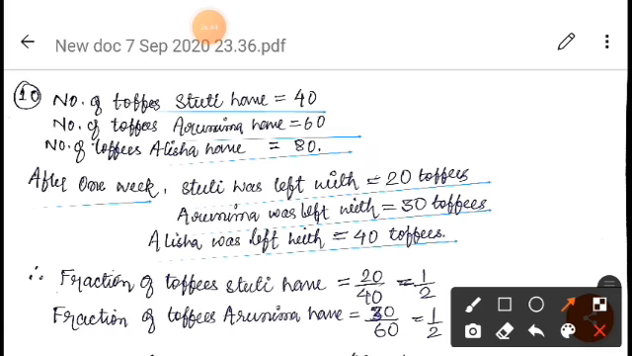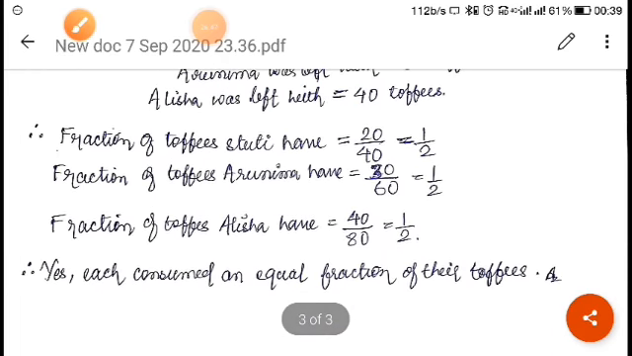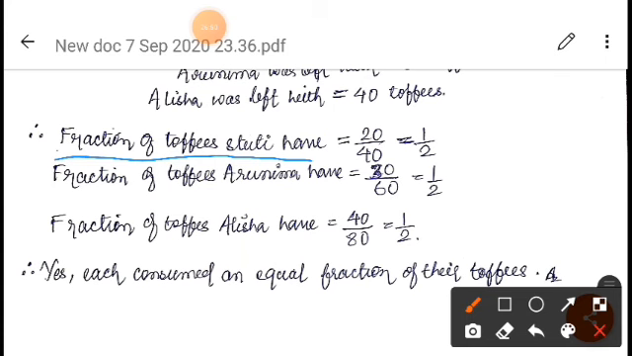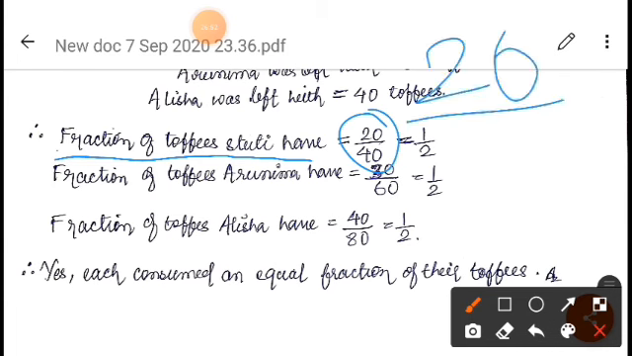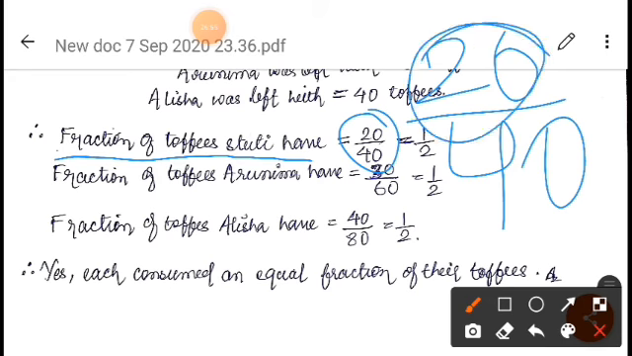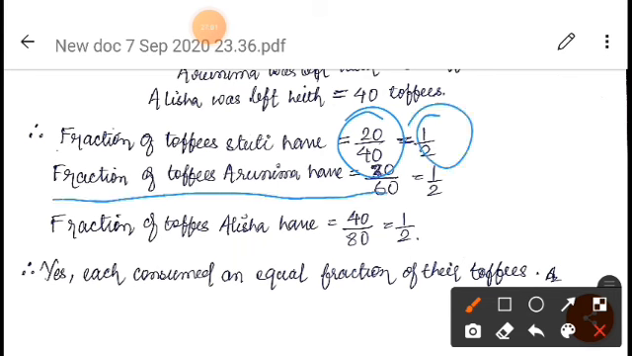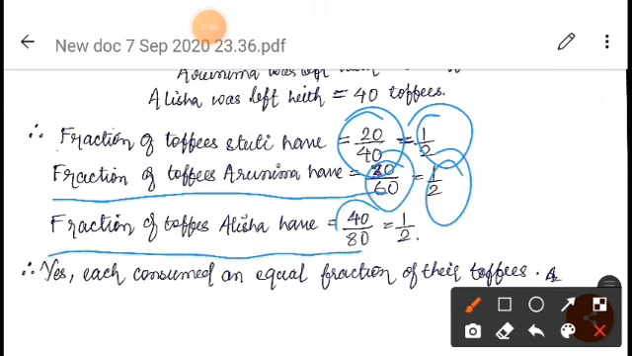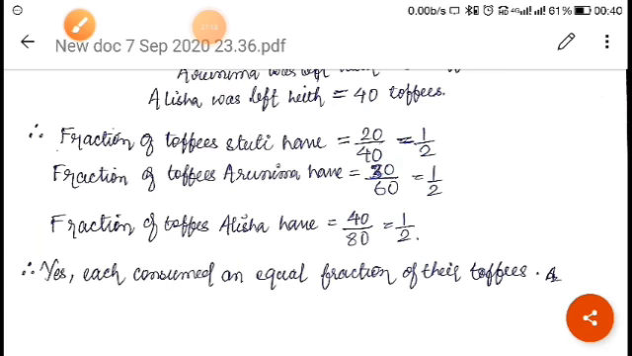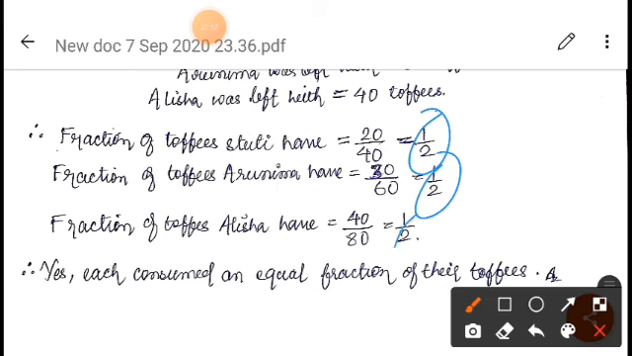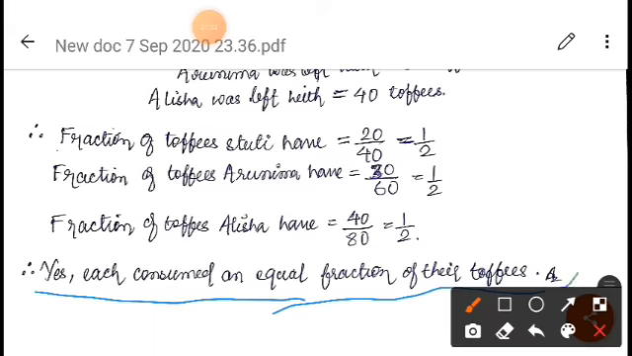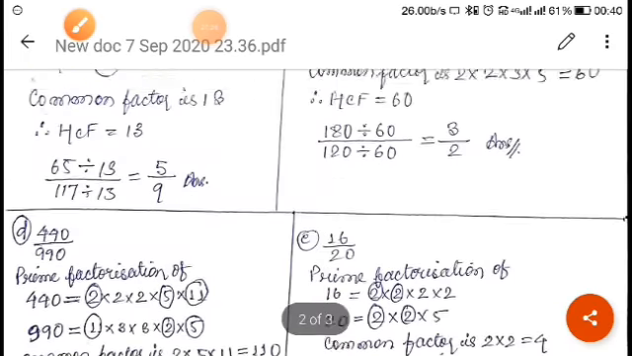First of all, how many toffees did Stuti have? Stuti had 40, Arunima has 60, Alicia has 80. After 1 week, Stuti was left with 20, Arunima with 30, and Alicia with 40. To find the fraction, the fraction of toffees Stuti has left is 20, the one which is left, and the total number of toffees was 40, right? So we write 20 by 40, which is 1 by 2. After that, the fraction of toffees left with Arunima is 30 by 60, again 1 by 2. And the fraction of toffees Alicia has is 40 by 80, again 1 by 2. As you can see, all are the same, 1 by 2, 1 by 2, 1 by 2, right? So we can write: yes, each consumed an equal fraction of toffees. I hope you have understood this exercise.